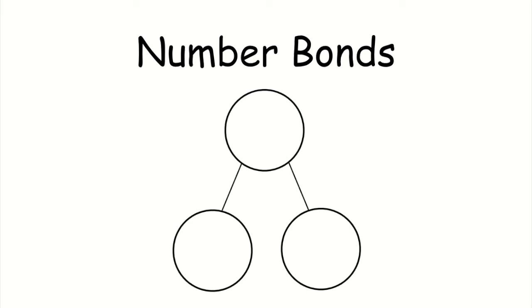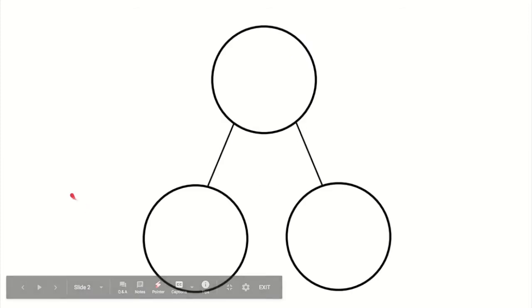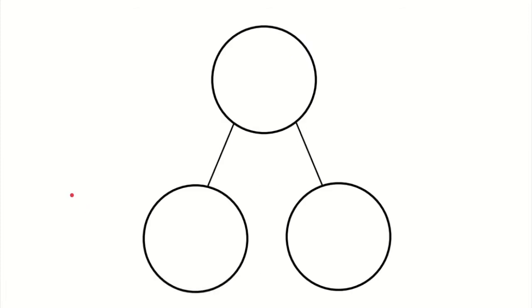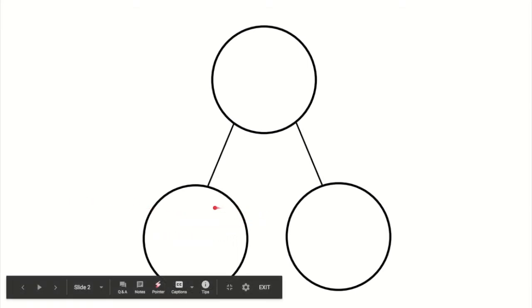Welcome, families. Today, we're going to learn about one special way we can show how numbers are related to each other through a diagram called a number bond. If you've never seen a number bond before, they typically look more or less like this. You'll typically have two shapes with lines that connect to a third shape.